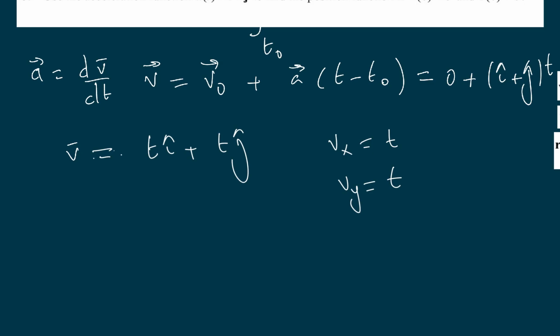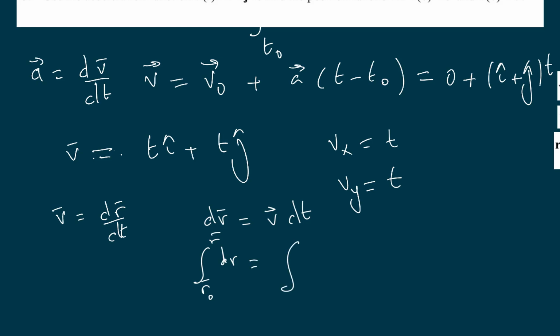So now we have the vector velocity v, and the vector velocity is the derivative of r with respect to t. What we know in this case is the vector velocity, and what we want to know is the position vector. So we'll do it like this: dr equals v dt. We integrate both sides of the equation, from vector r0 to vector r of dr equals the integral of v dt, where the time t varies from t0 to t.